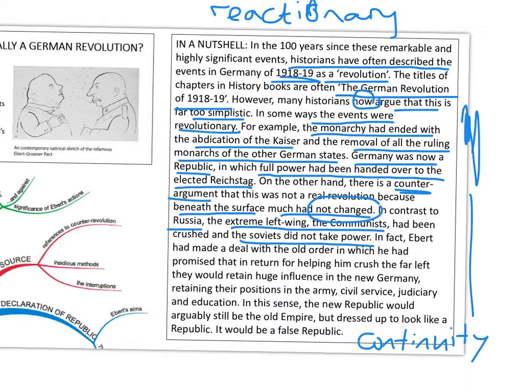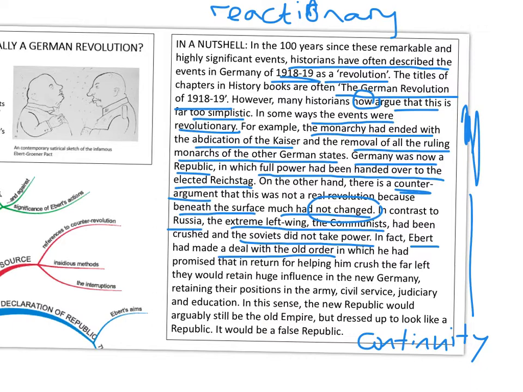So, in fact, what had happened, as we know, is Chancellor Ebert, who, although he was left-wing, was a moderate left-wing, the man who was in charge of running the country, made a deal with the old order, with the old Prussian elites, the established powers of the old Germany, the Second Reich.